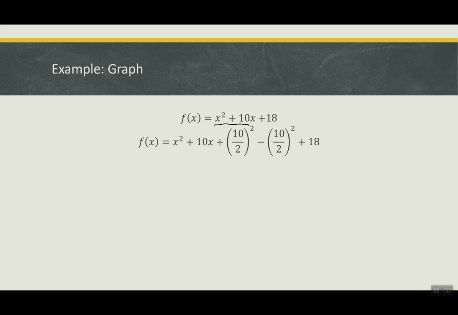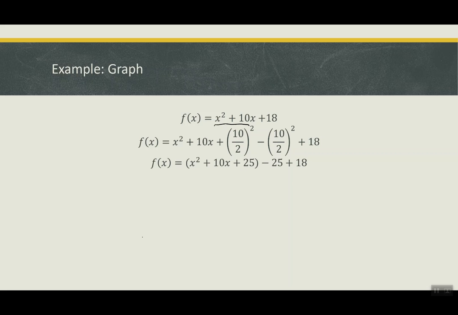I want you to see this other part. Now, if I add 10 over 2 squared, I've changed the function I started with. So do you notice I also subtracted it? If I add 10 over 2 squared and then subtract 10 over 2 squared, I've added 25 and subtracted 25. So I'm making sure I'm balancing it. I'm not adding something that I don't also take away. So it's just a format change is what's happening here.